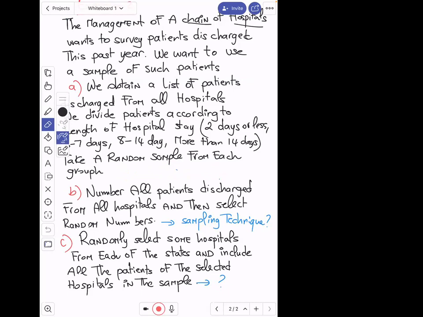So what will be the population here in this exercise? I have this management of a chain of hospitals, right? So the population here would, of course, be the hospitals, right? And we want to survey patients discharged the past year. So in A, what we do is we divide these patients according to the length of the hospital stay. So it's like we divide our population, the patients, into subgroups depending on the hospital stay.